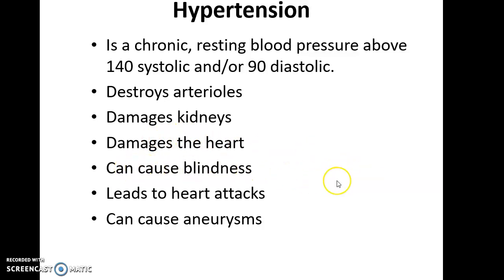It can cause blindness because the retina in the eye is very delicate and has many blood vessels that, if the blood pressure is too high, can damage the retina. It can lead to heart attacks from overworking the heart and from, say, rupturing of a blood vessel in the heart. And it can cause an aneurysm.